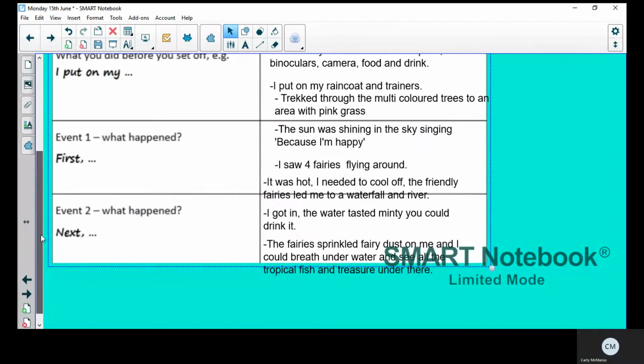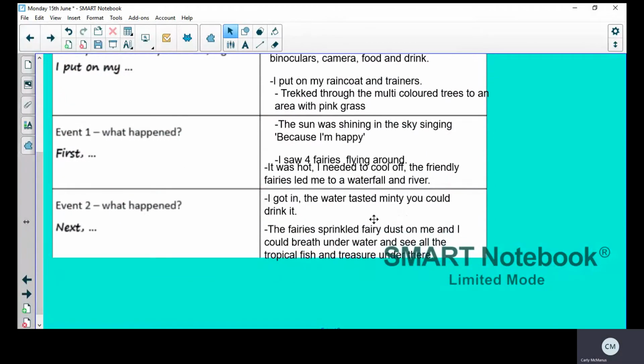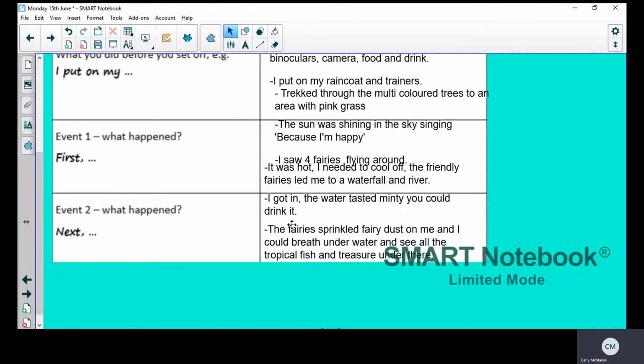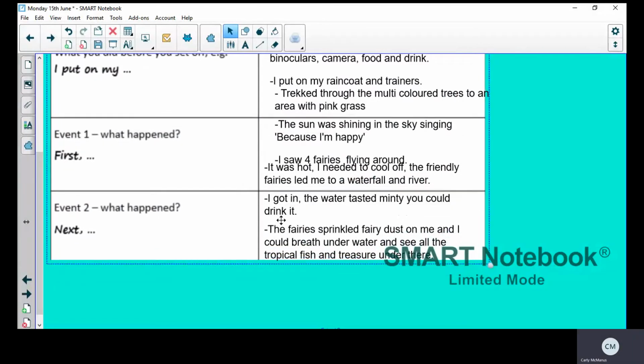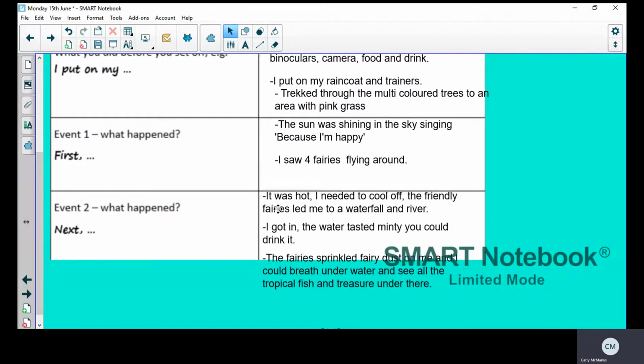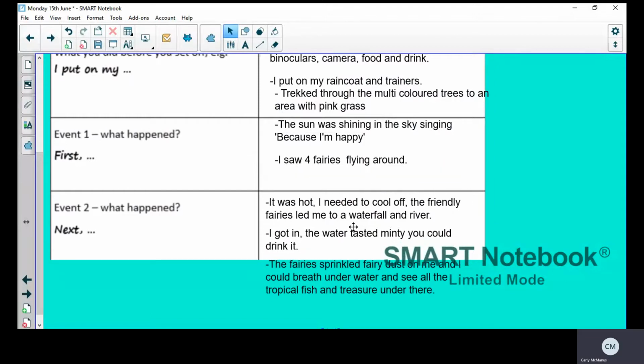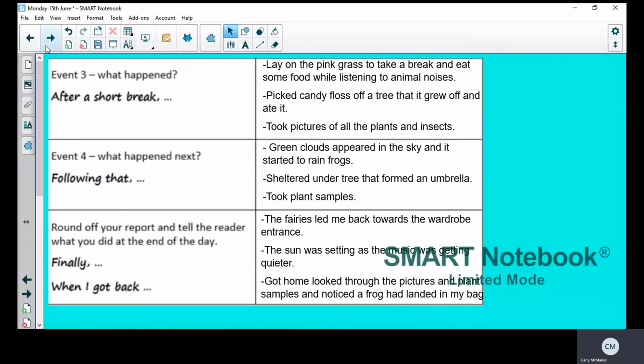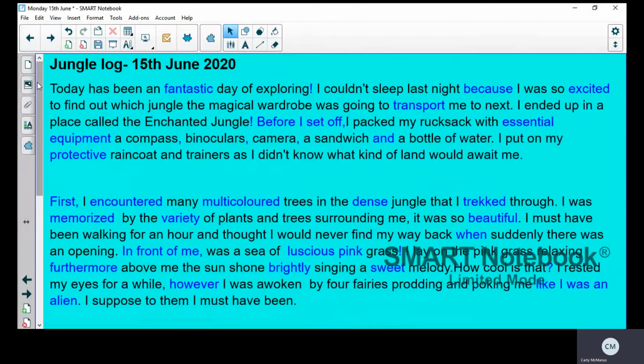I said that next, sorry, I'm just moving this down. It was hot, I needed to cool off. The friendly fairies led me to a waterfall and a river. I got in, the water tasted minty, so you could drink it. The fairies sprinkled fairy dust on me, and I could breathe underwater and see all the tropical fish and treasure under there. So that's my next paragraph. So using these bullet points as my ideas, I am extending the paragraph. So if we take a look down here.